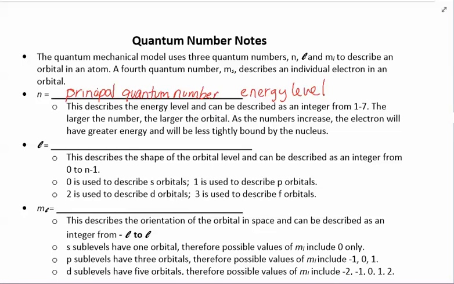The other way to think about quantum numbers is like a GIS coordinate or GPS coordinate. You're giving these four values so you can specifically locate the electron inside the atom.